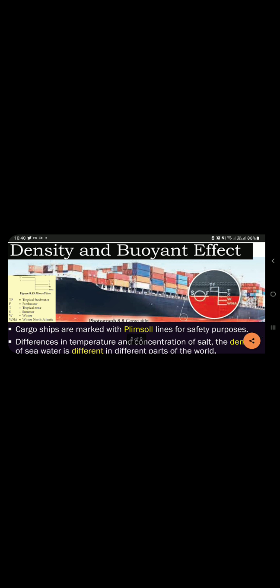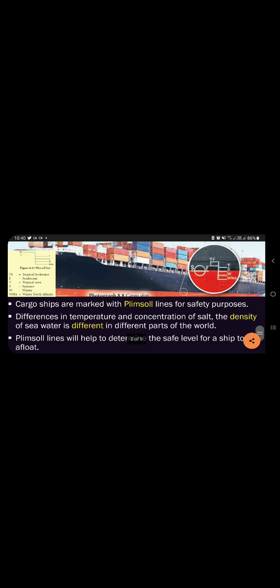Okay, density and buoyant effect. Okay, so cargo ships are marked with plimsoll lines for safety purposes. Okay, sebabnya difference in temperature. Okay, sebabkan cargo ship ni dia akan bergerak dari kawasan yang suhu yang berbeza, suhu yang sejuk, suhu yang panas, dan ini akan mempengaruhi density seawater tersebut. Okay, jadi plimsoll line ni dia membantu untuk cargo ship ni untuk melihat di manakah the safe level, okay, for the ship to stay afloat.